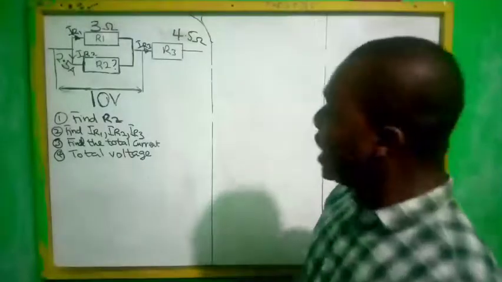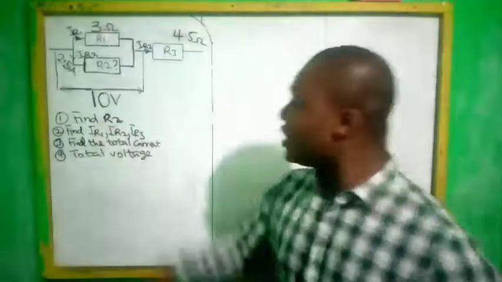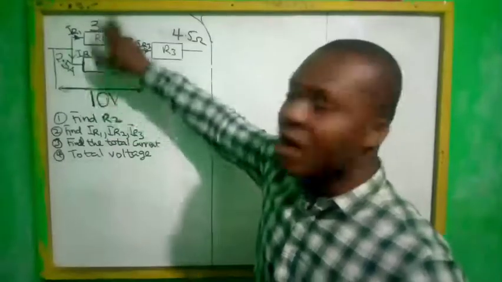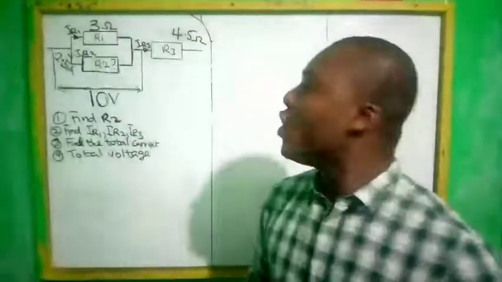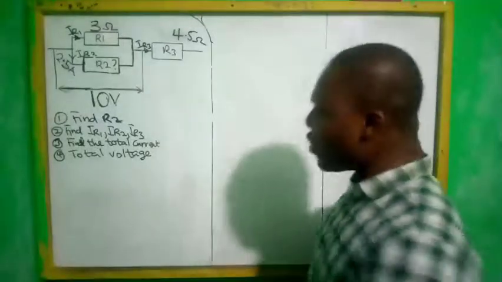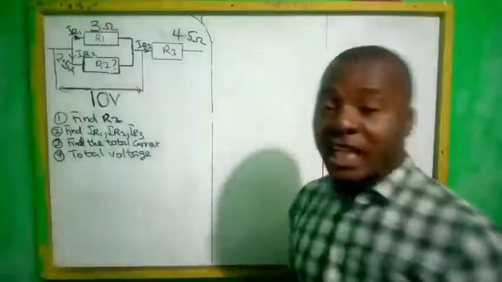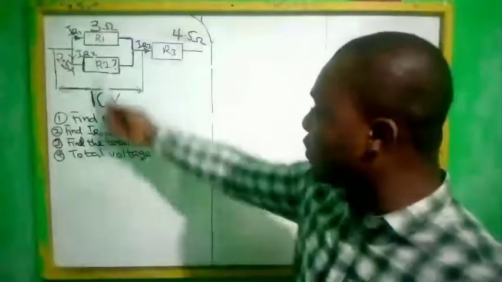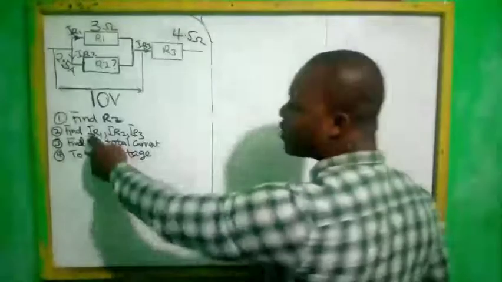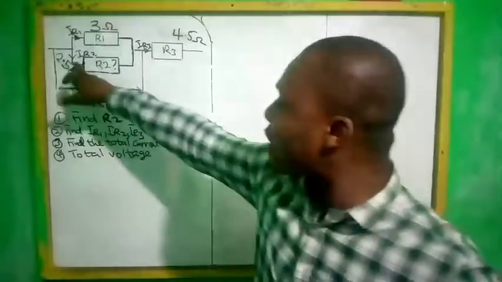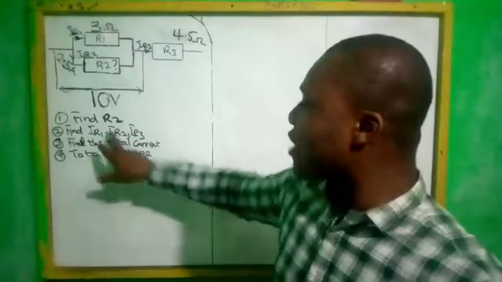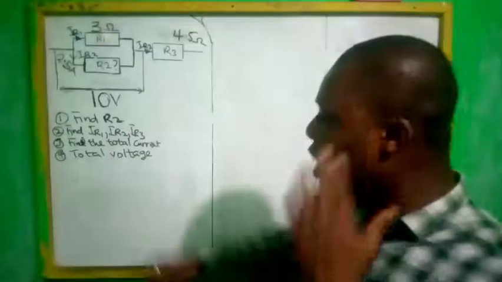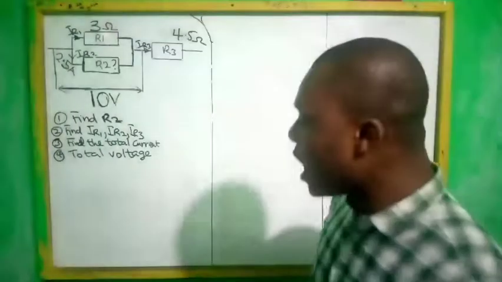Alright, so in the question we are asked to find R2, which is not given. R2 is one of the resistors connected in parallel with the other resistor, and R3 is given. So we are asked to find R2, but luckily the current flowing in R2 is given, so it can help us to find R2 easily. We are also asked to find the current in resistor 1, the current in resistor 2 and the current in resistor 3. We are also asked to find the total current and the total voltage.